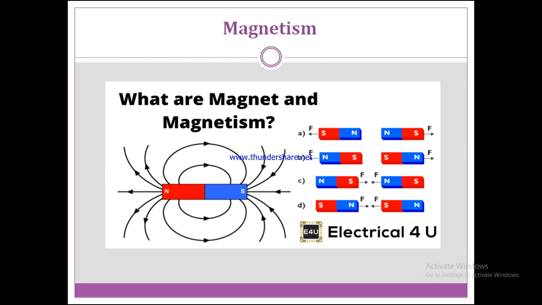Now from this diagram we can take a conclusion that when two magnets having the same poles near to each other create a repulsion type of force, and when two magnets having different types of poles come close to each other, then the magnets create an attraction type of force.